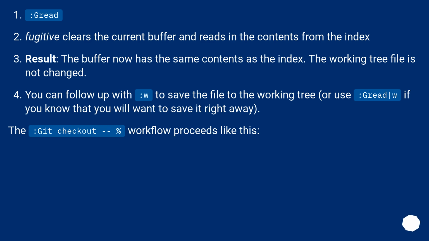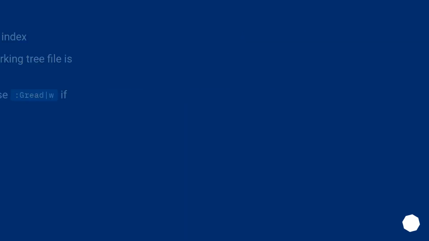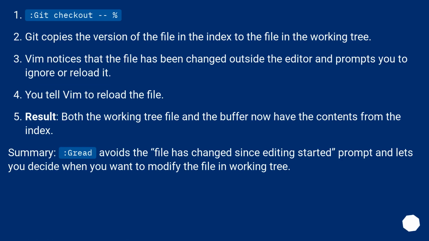The :Git checkout % workflow proceeds like this. :Git checkout %. Git copies the version of the file in the index to the file in the working tree. Vim notices that the file has been changed outside the editor and prompts you to ignore or reload it. You tell Vim to reload the file. Result: both the working tree file and the buffer now have the contents from the index.